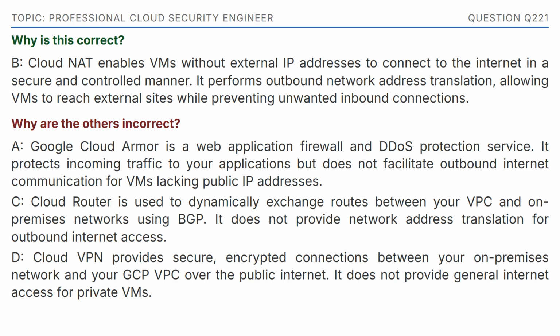C. Cloud Router is used to dynamically exchange routes between your VPC and on-premises networks using BGP. It does not provide network address translation for outbound Internet access. D. Cloud VPN provides secure, encrypted connections between your on-premises network and your GCP VPC over the public Internet. It does not provide general Internet access for private VMs.